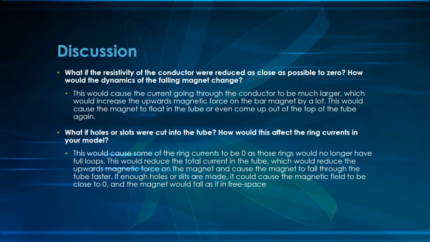To answer the first question, this would cause the current going through the conductor to drastically increase, and this would cause the upwards magnetic force on the bar to drastically increase. As a result, the magnet would either start floating in the tube or likely even come out of the top of the tube.